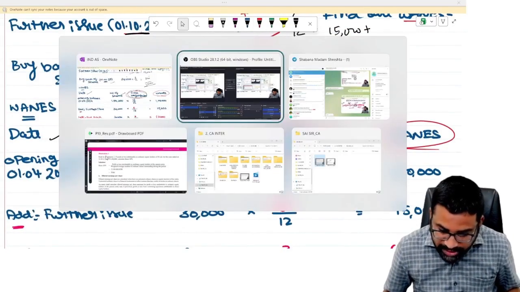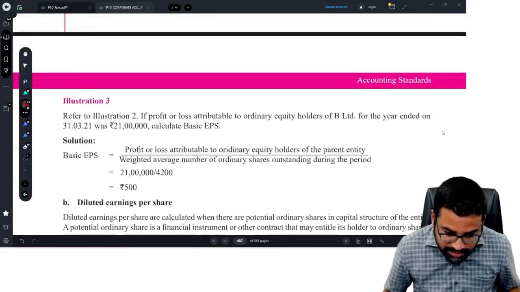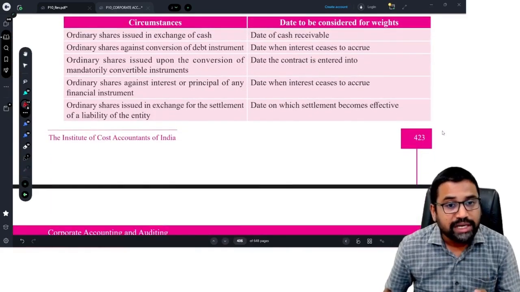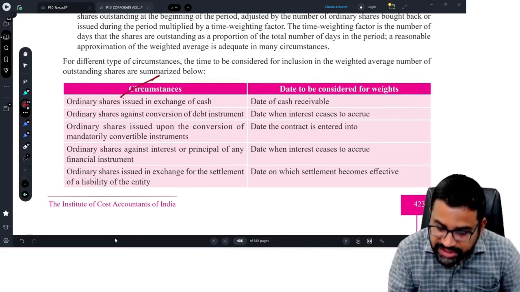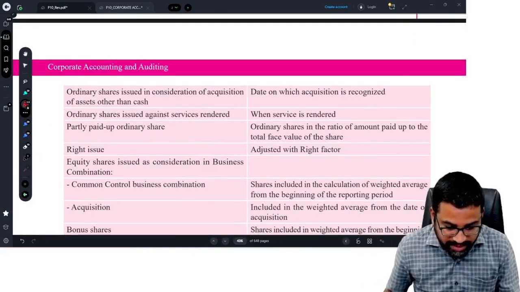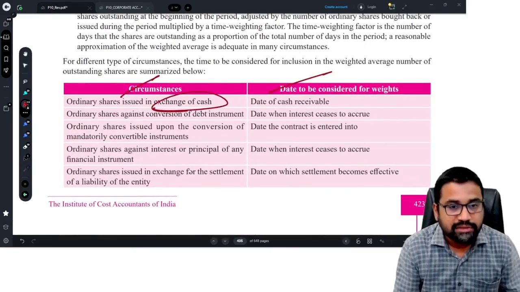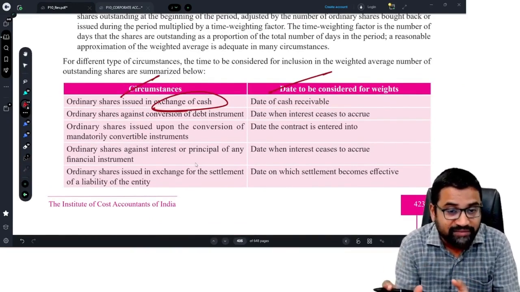Sir, one more important thing here: whenever we see, we need to consider the weighted average number of shares, right? That means we need to multiply by the time weight factor. In different circumstances, from which date onwards we need to consider. So there is a table. For example, when shares are issued for cash, from which date onward will these shares be considered, because we need to multiply with the time weight factor.